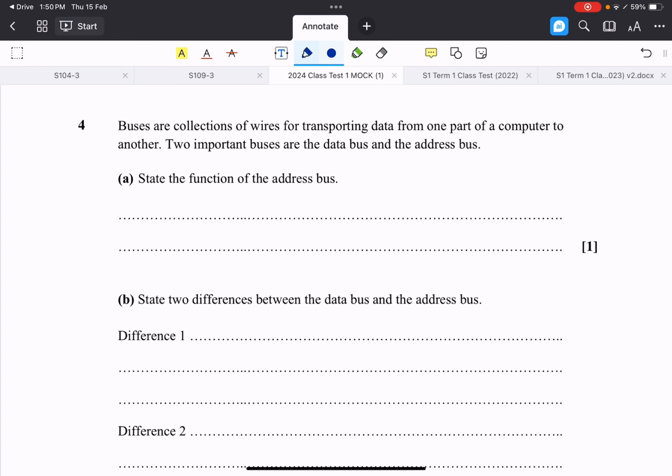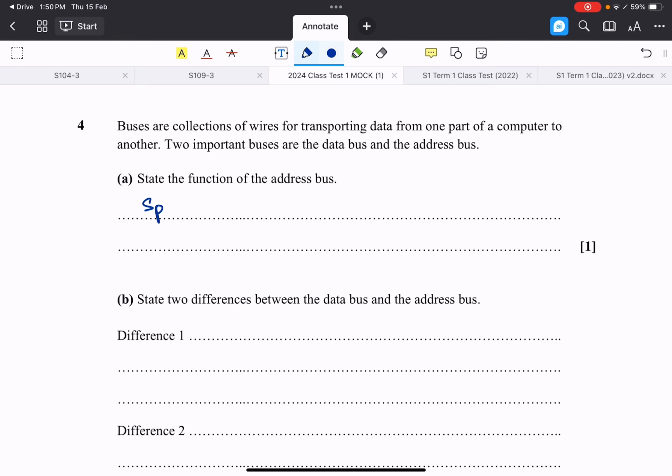Therefore, the address bus specifies the location. The location where? The location within the memory. So it specifies the memory location. So that's what the address bus does.